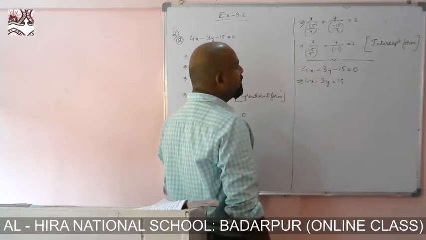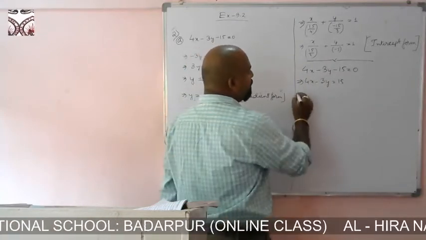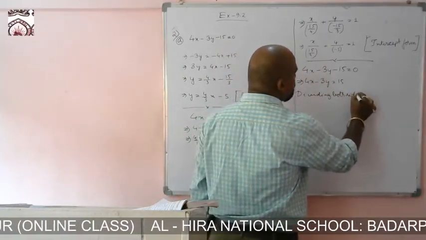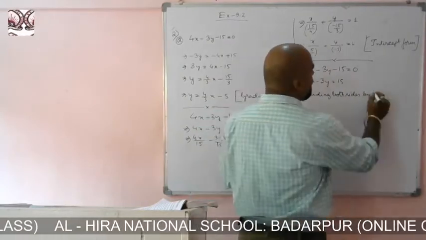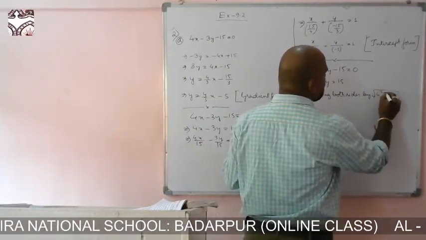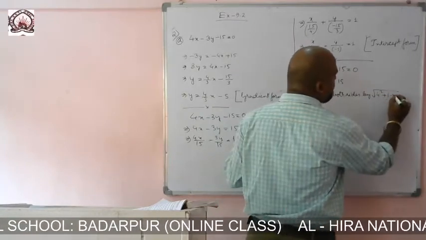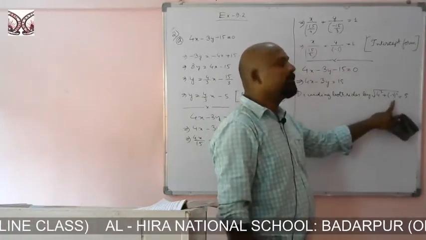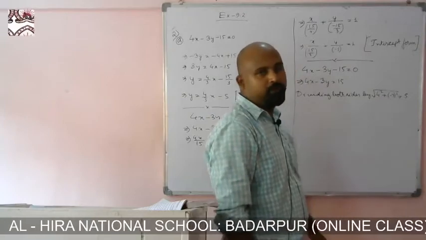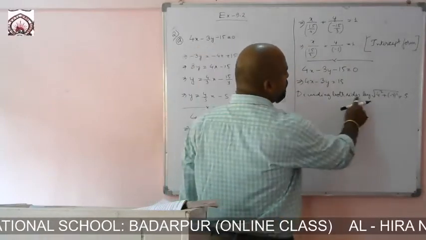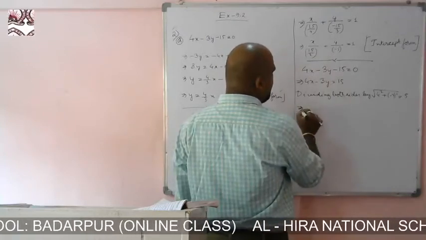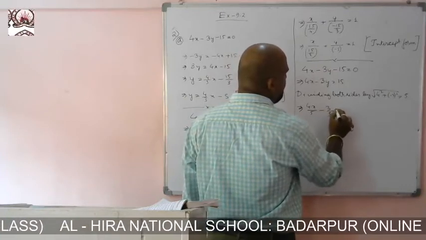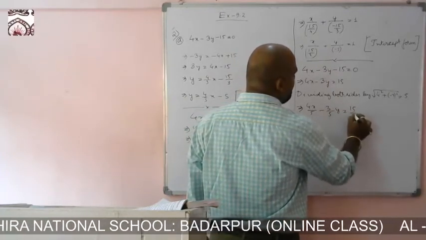Now what are the coefficients of x and y? Now dividing both sides by root over 4 squared plus minus 3 whole squared. We are getting 4 squared is 16 and 3 squared is 9. So 16 plus 9 is 25. Root 25 gives you 5. So dividing both sides by 5, we get 4x by 5 plus minus 3 by 5 into y equals 15 by 5.